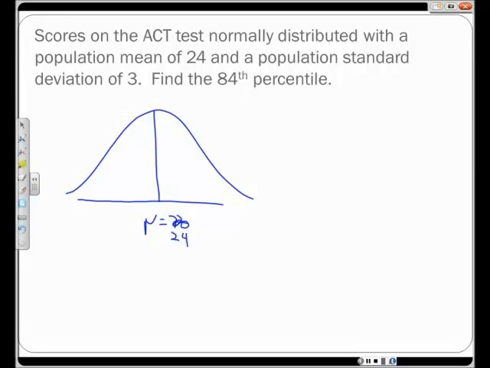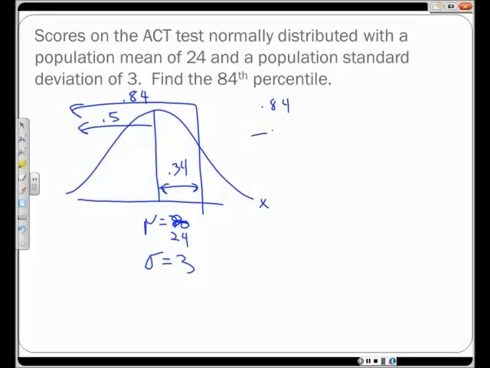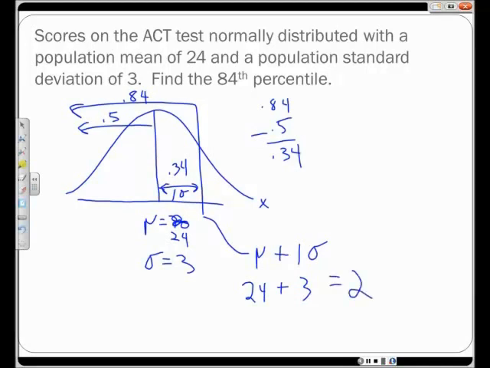Mean is 24. Standard deviation is 3. And we're looking for the 84th, or 0.84. We know that's 0.5. So that means from here to here is 0.34. That's just 0.84 minus 0.5 is 0.34. 0.34 is half of 0.68. So this distance is 1 standard deviation. And so this is the mean plus 1 standard deviation, or 24 plus 3 is 27.